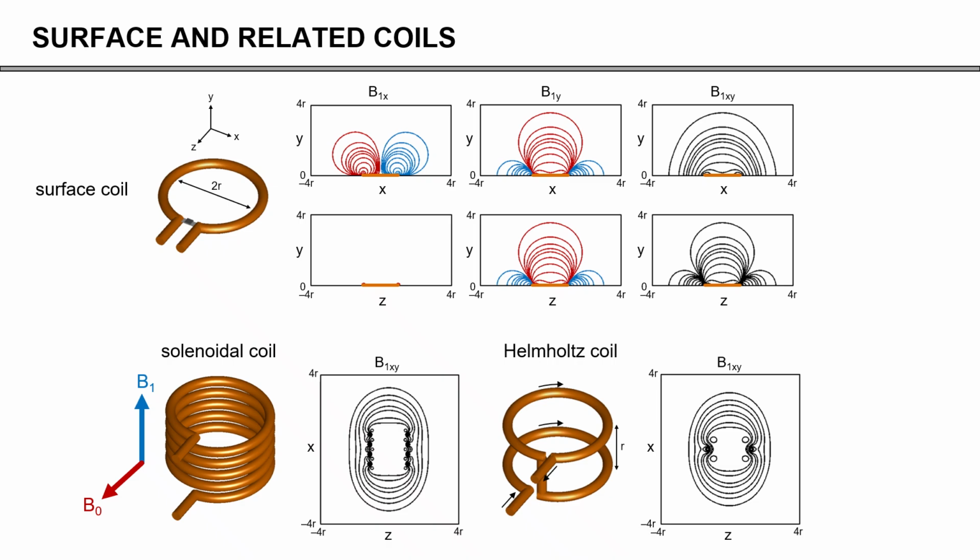One way to solve that is go for a Helmholtz coil. It's basically a two-turn, two-loop solenoid. It has again a fairly homogeneous B1 field in the middle over here. But it has the advantage that now the sides are open, so the sample can in principle be moved in between the two rungs.